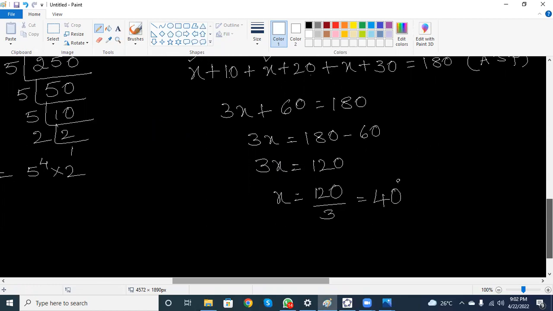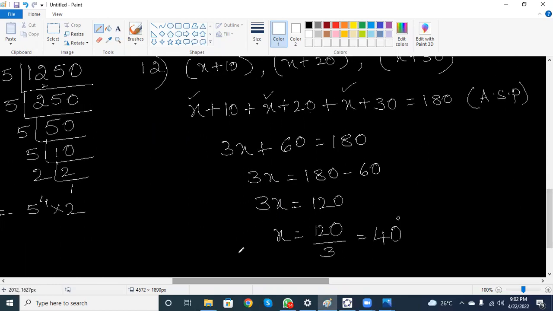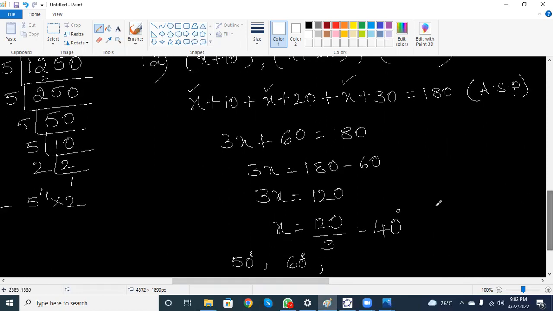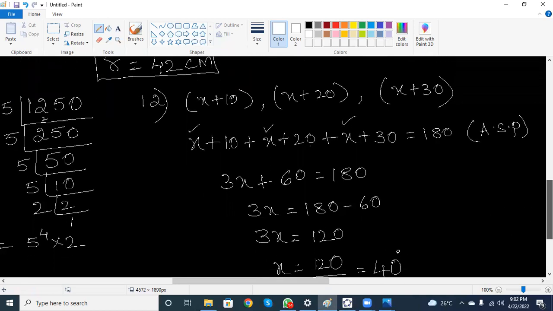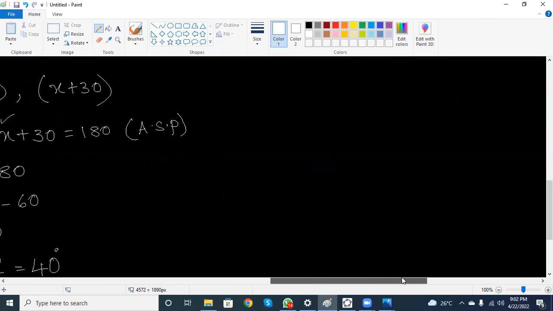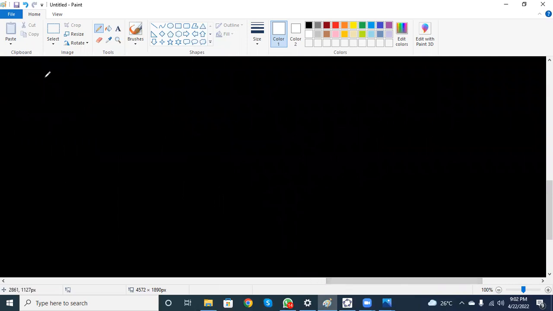We can find out all the 3 angles. First angle is X plus 10. 40 plus 10 is 50. Another angle is X plus 20. X is 40. 40 plus 20 is 60. Another angle is X plus 30. Means 40 plus 30 is 70 degrees. So the 3 angles are 50, 60, 70 degrees. So the 12th question is also completed. One more is there. 13th question.